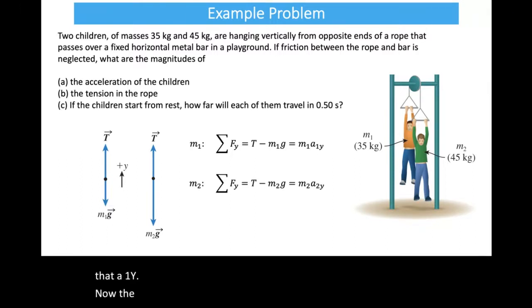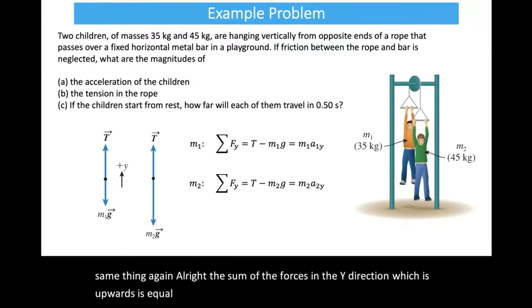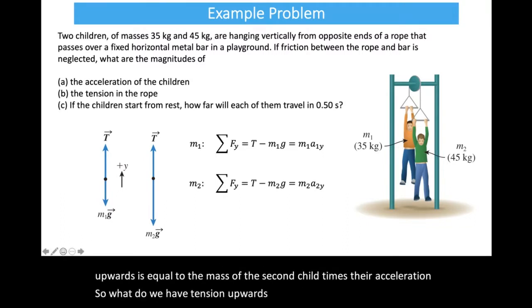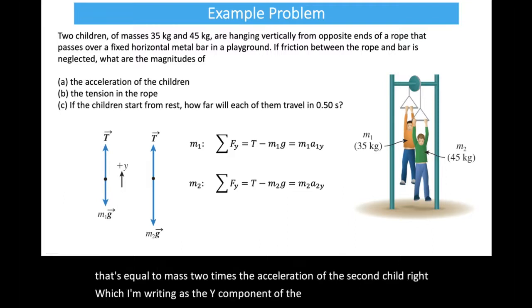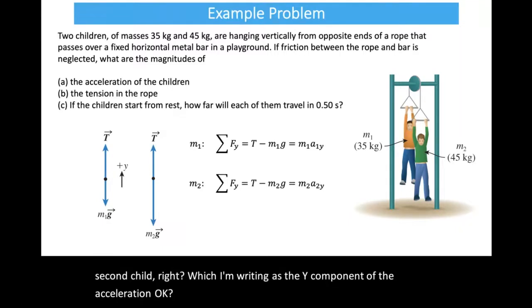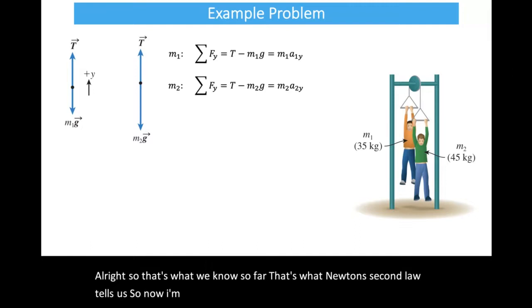Now the second mass, the second child, the one with the green sweater. Same thing again. The sum of the forces in the y direction, which is upwards, is equal to the mass of the second child times their acceleration. So what do we have? Tension upwards minus weight downwards, and that's equal to mass 2 times the acceleration of the second child, which I'm writing as the y component of the acceleration. So that's what we know so far. That's what Newton's second law tells us. So now I'm going to switch over to the next page.